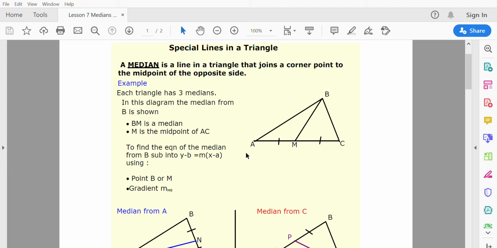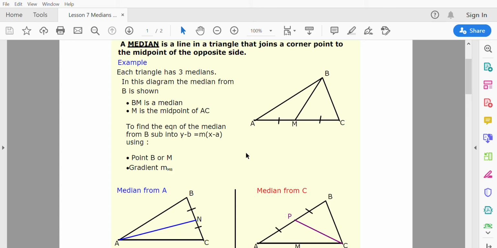Like all straight lines, we're looking to find the equation of them when we're asked, and this is going to be using y minus b equals m times x minus a. So you need point B or point M to be able to substitute that in, and you also need some way to work out the gradient of the median.